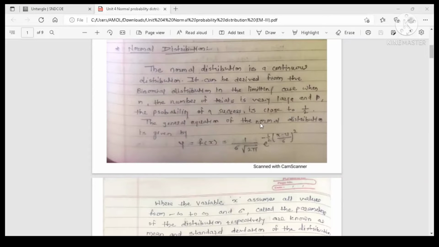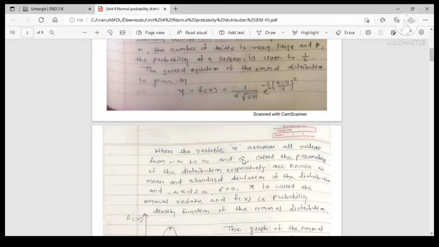The general equation of the normal distribution is here. It is given by y = f(x) = 1/(sigma times square root of 2 pi) times e to the power minus half times ((x minus mu)/sigma) whole squared. Here, sigma is the standard deviation and mu means the mean. This is the notation of mean.